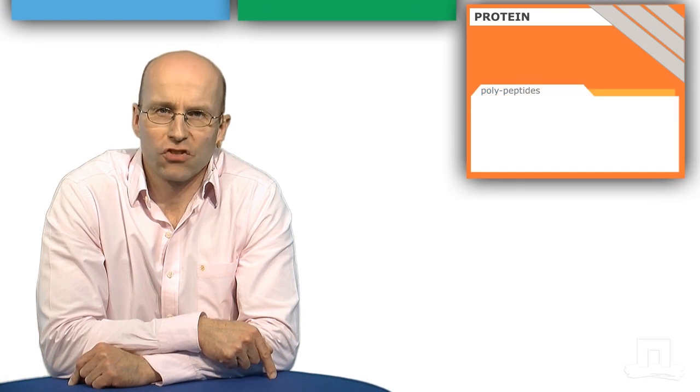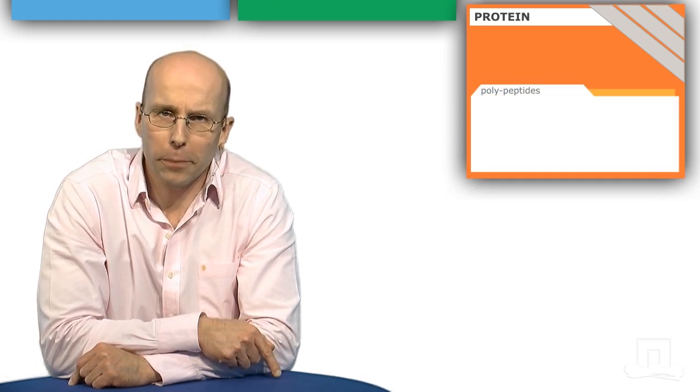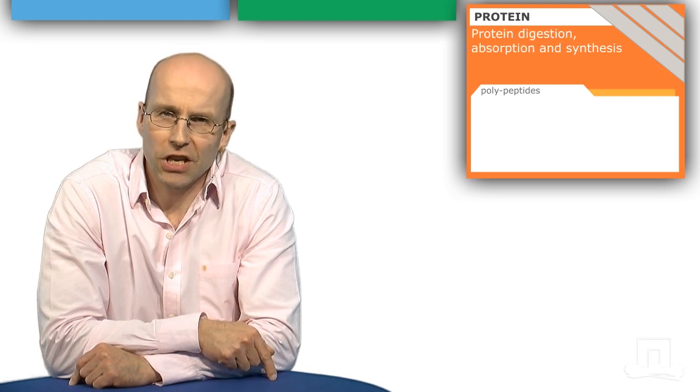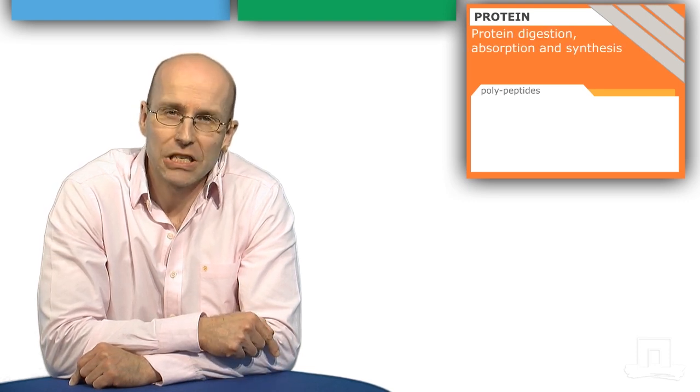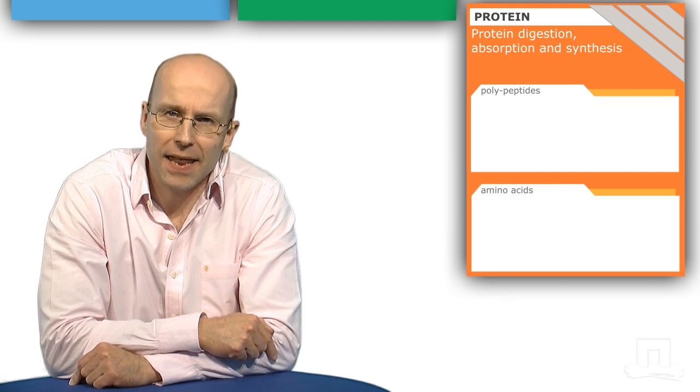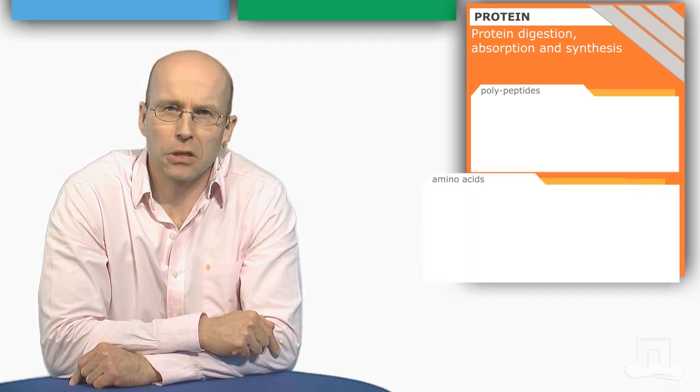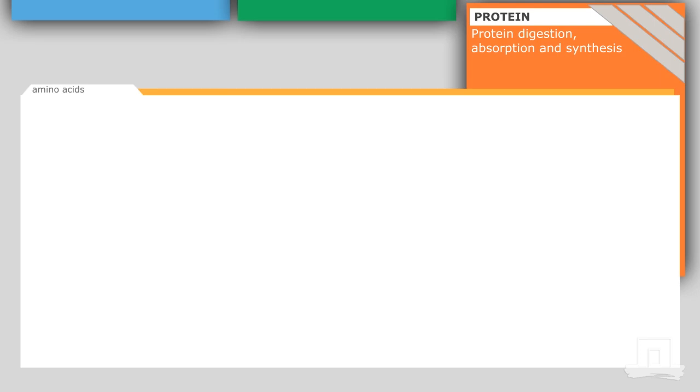Hi. In the previous video we learned that proteins are basically polypeptides, chains of amino acids. Now in order to be able to absorb dietary protein, we need to digest the polypeptides into individual amino acids, and that happens in our GI tract. So let's look at that in a little bit more detail.